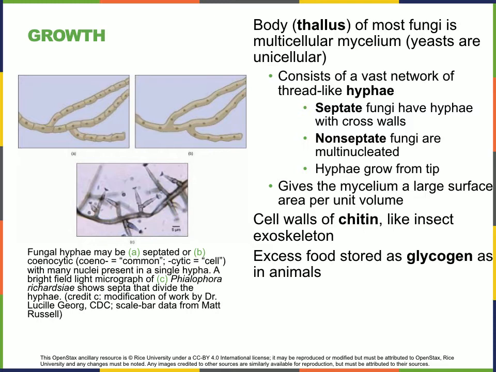Hyphae grow from the tip, so they have this filamentous growth, which is very good in soil and dry environments. Because they're filamentous, they have a large surface area. They store food in a way similar to animals, as glycogen. And there's a nice picture there of hyphae with septa and without.